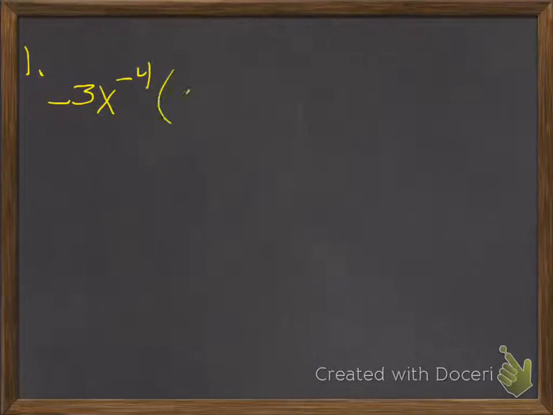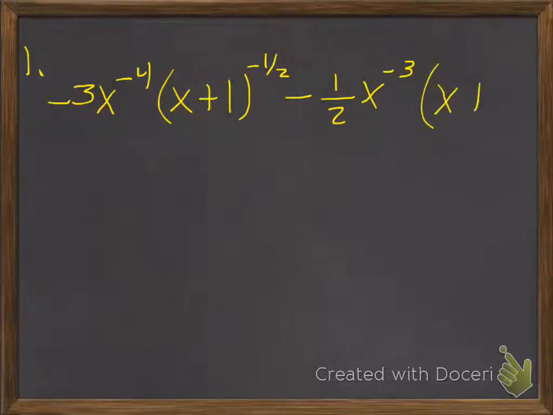So we have negative 3x to the minus 4, x plus 1 to the minus 1/2, and minus 1/2 x to the negative 3, and then x plus 1 to the minus 3/2. Okay, so this is something we've practiced a bunch in class. You had it on your exam review. The first thing we're going to do is look at the numbers, the negative 3 and the negative 1/2, and I want to factor out the fraction. And because they're both negative, we might factor out a negative also. So we're going to factor out a negative half.